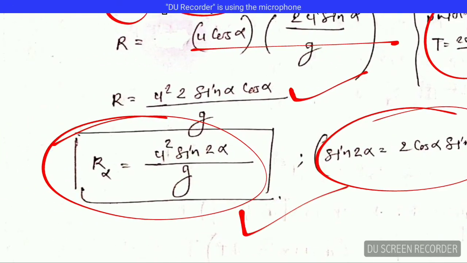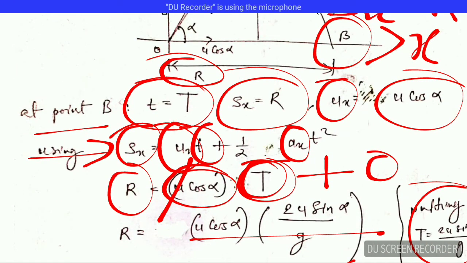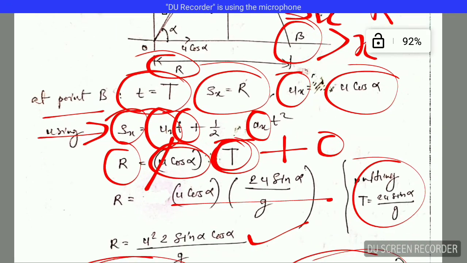So now you have calculated the range of the projectile, that is, how much distance it traveled on the ground. Now let's go to the other part.